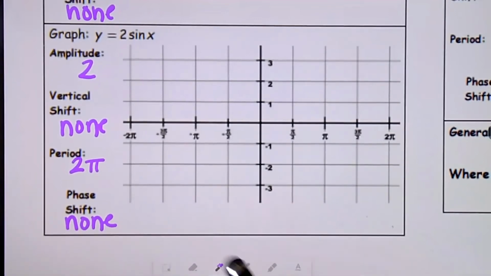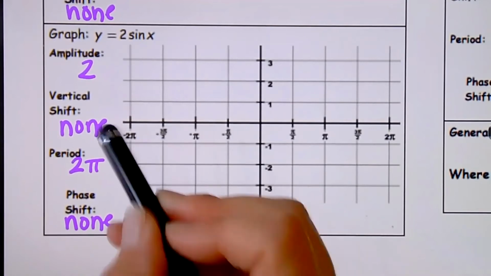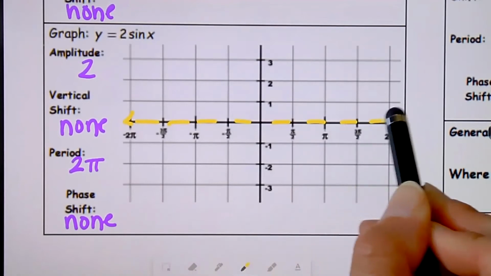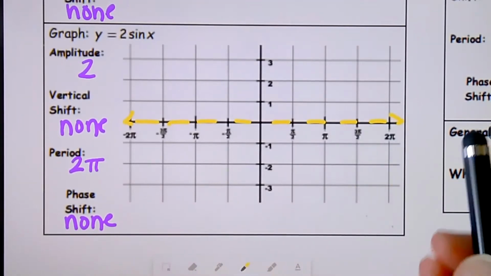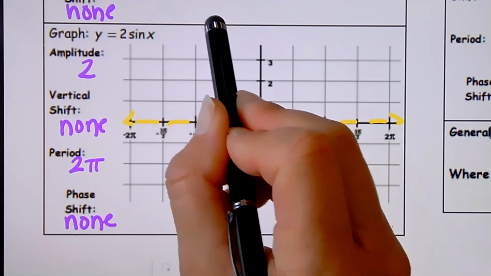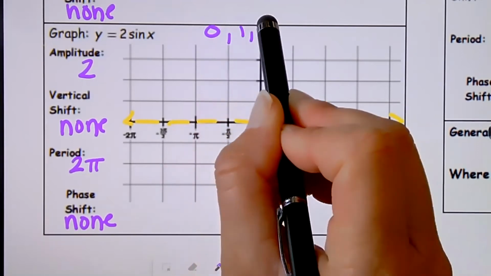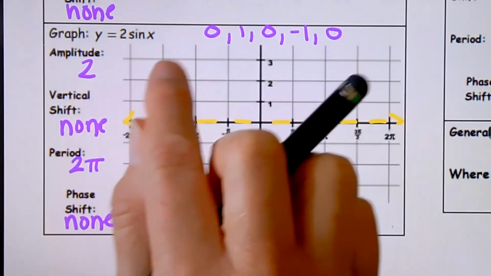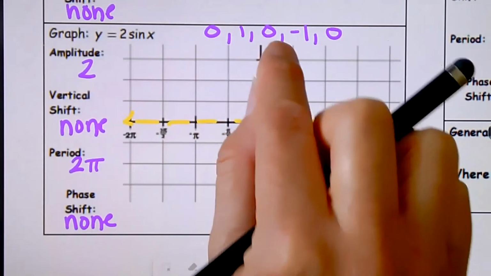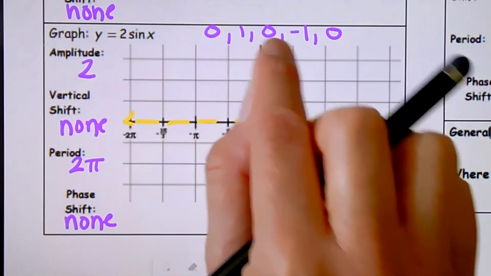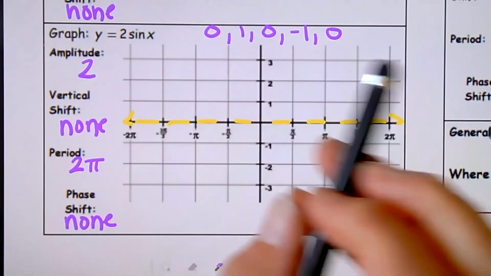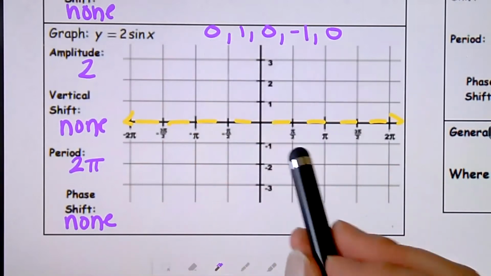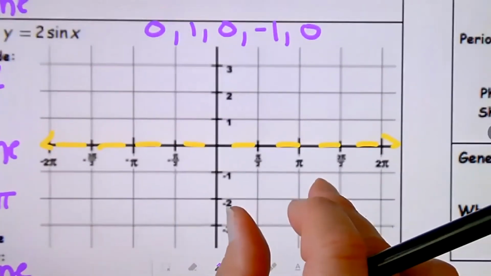So I'm going to start by drawing in my vertical shift, which there is none. So I'm going to be drawing this on the x-axis. And then again, remember, normally I would be plotting 0 and then 1 and then 0 and then -1 and then 0. But what's going to happen is this 2 is really timesing each of these by 2. But when I times my zeros by 2, I still get 0. When I times this by 2, I get 2. And when I times this by 2, I get -2. So let me just kind of go like this.